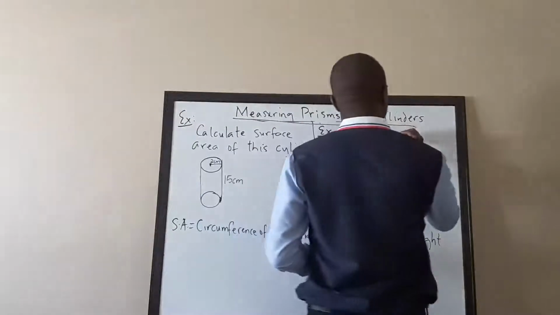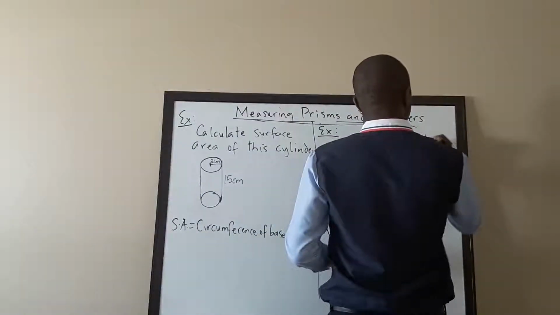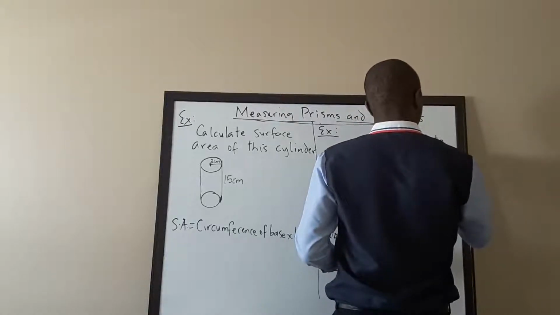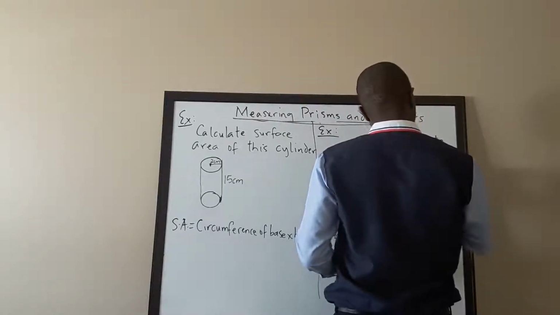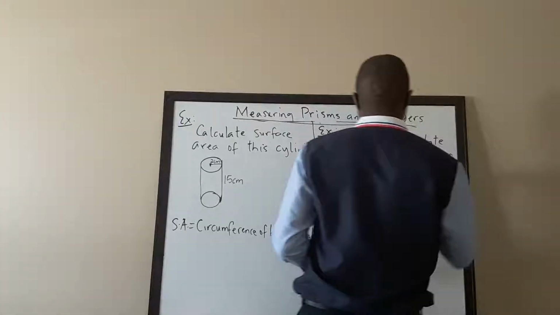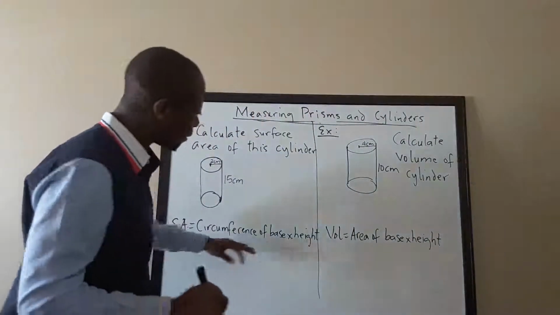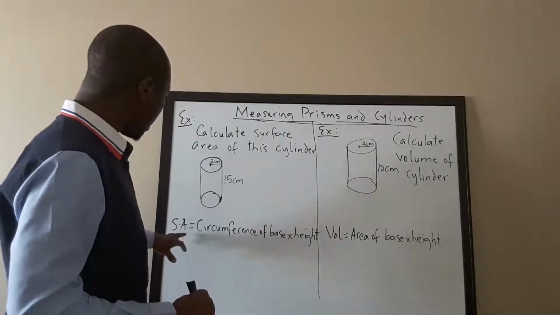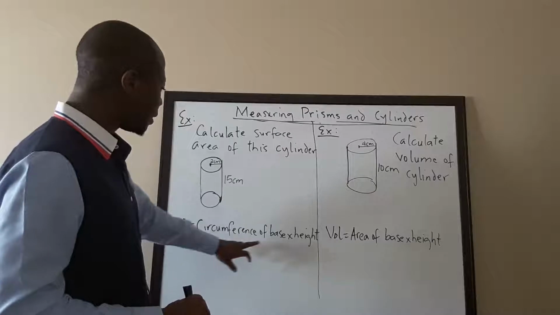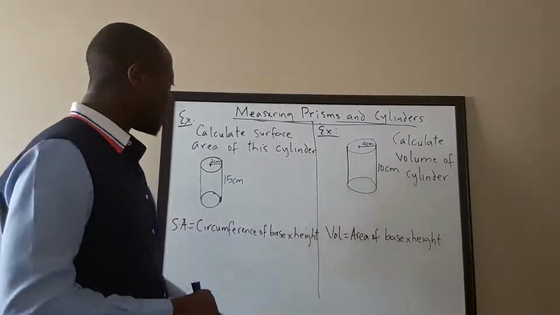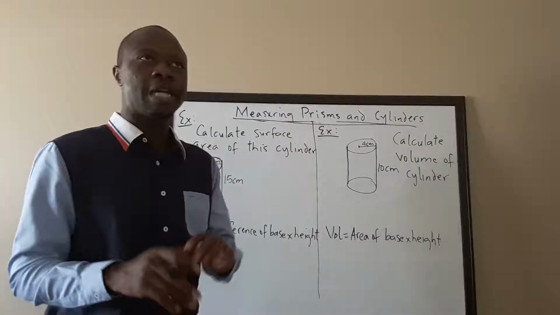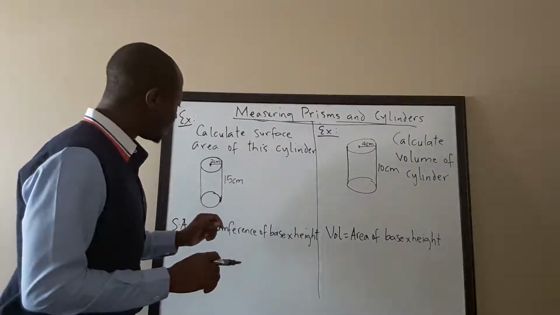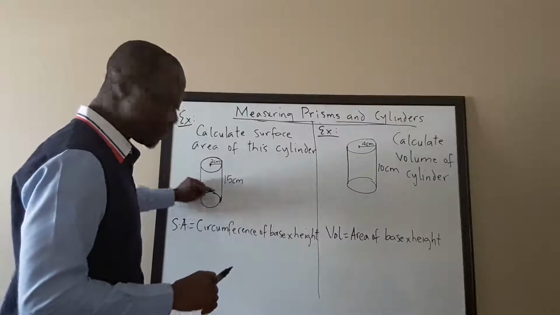So let me just write it down here. Calculate the volume of this cylinder. Alright, so I've provided the formulas for us here. For this one, the formula is the circumference of the base times the height. The circumference is figuring out just all around it, so the length around it. Now, the base is a circle.